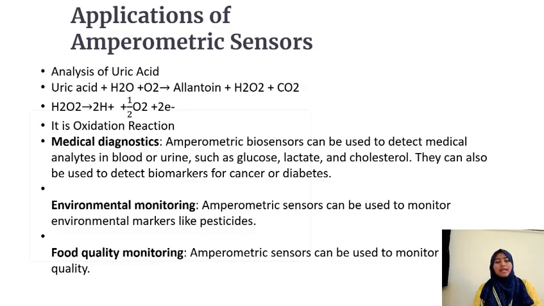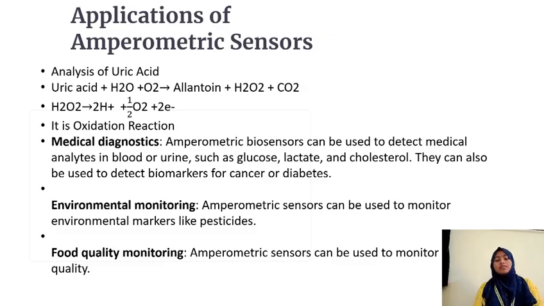Now some other general applications. Amperometric sensors are used to detect medical analytes in blood or urine such as glucose, lactate, cholesterol, and also in environmental monitoring. Amperometric sensors can be used to monitor environmental markers like pesticides. In food quality monitoring also we are using amperometric sensors to detect the quality of the food. So this is the application and working of amperometric sensors.